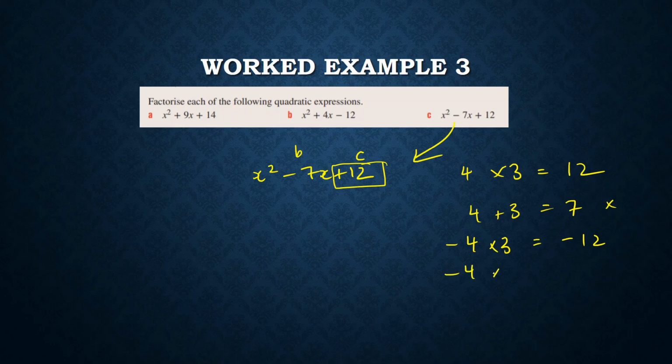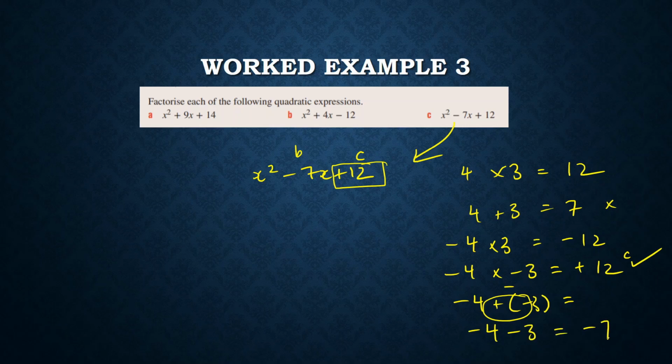What about negative 4 times negative 3? So minus times minus is plus. 4 times 3 is 12. So we want a positive 12. That gave me a positive 12 for C. So now, if I add them two together, okay, negative 4 minus 3. Will that give me negative 7? Yes, it does for B. So I know that the two numbers I need to put in my factorization brackets are negative 4 and negative 3.